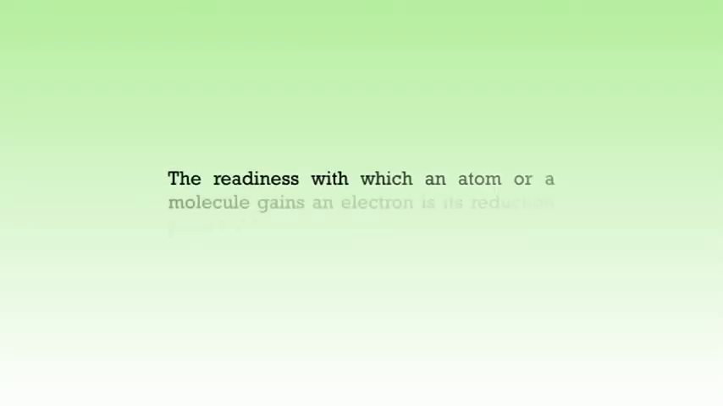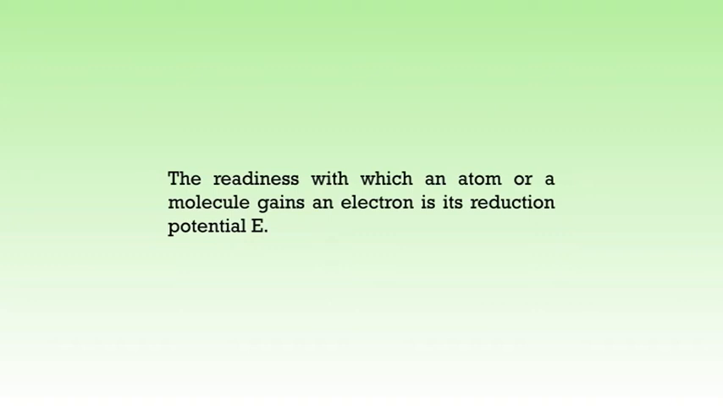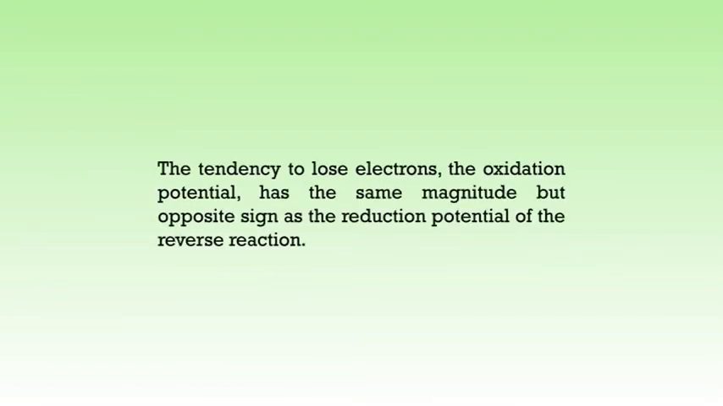Reduction potentials measure affinity for electrons. Let's see how. When 2 conjugate redox pairs are together in solution, electron transfer from the electron donor of one pair to the electron acceptor of the other may proceed spontaneously. The tendency for such a reaction depends on the relative affinity of the electron acceptor of each redox pair for electrons. The readiness with which an atom or a molecule gains an electron is its reduction potential, E. The tendency to lose electrons, the oxidation potential, has the same magnitude but opposite sign as the reduction potential of the reverse reaction.